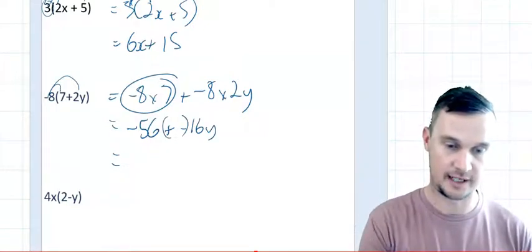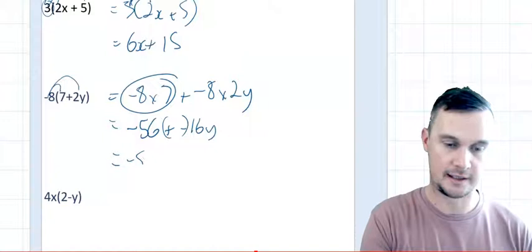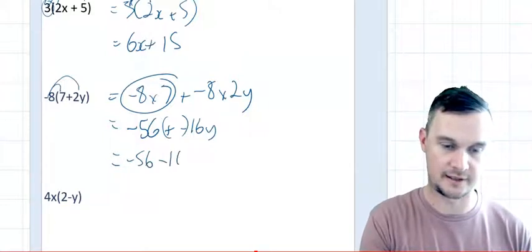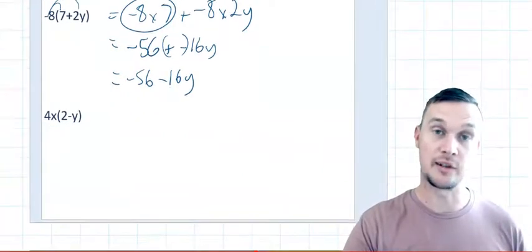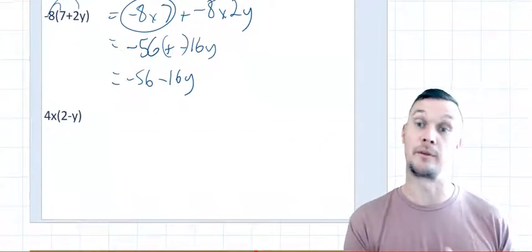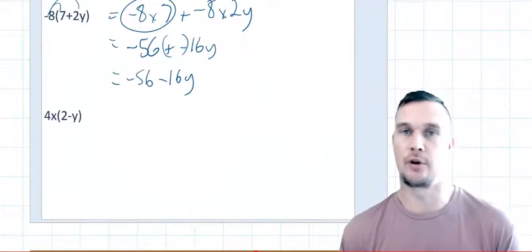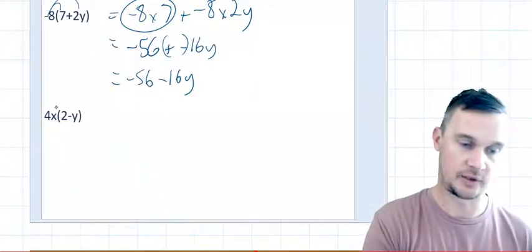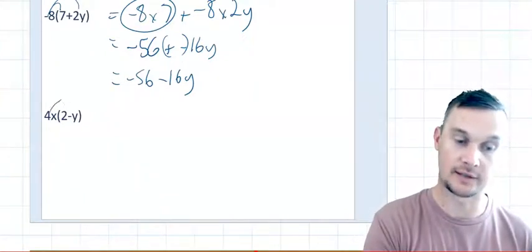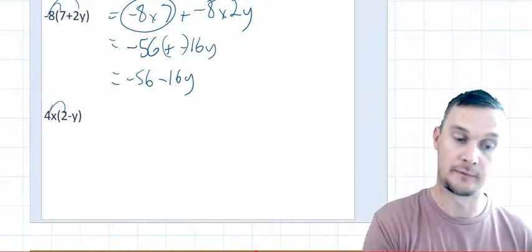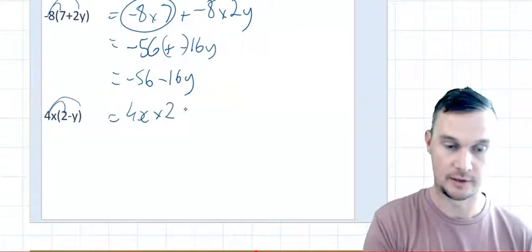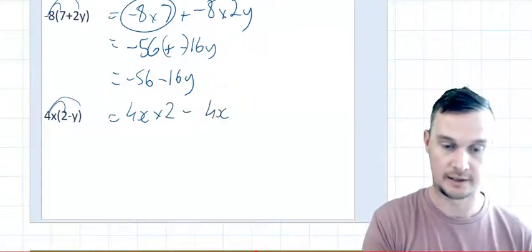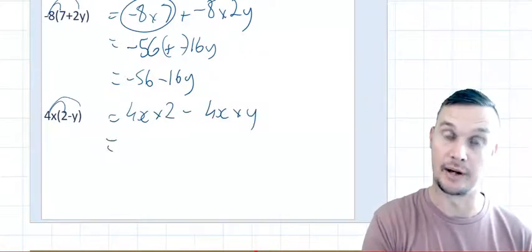Okay, I've got a positive and a negative here, which is the same as saying negative 56 minus 16y. So I've expanded the brackets and broken it down. Now what happens when you need to multiply a number with a pronumeral, and you're just adding that pronumeral in as well? So this question here basically is saying 4x times 2 and minus 4x times y. So I have 4x times 2 minus 4x times y, and then we can combine our like terms.